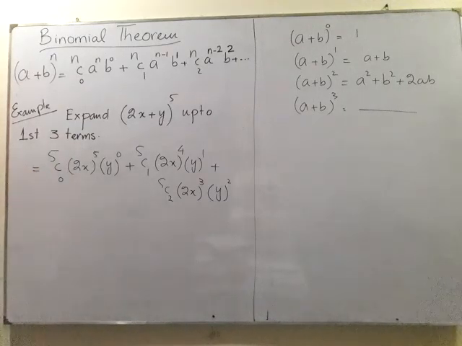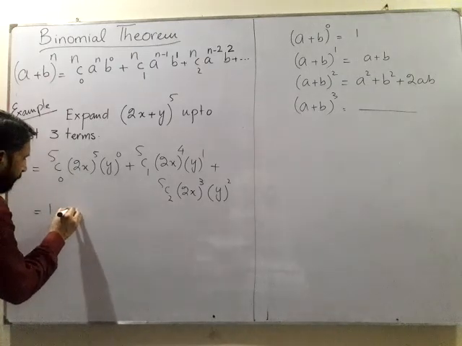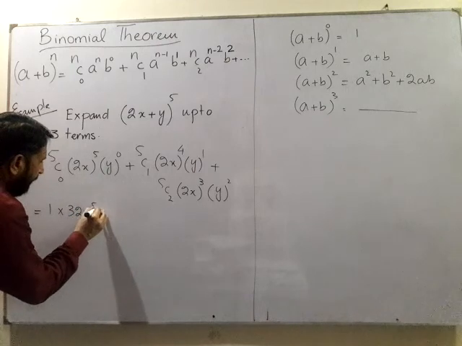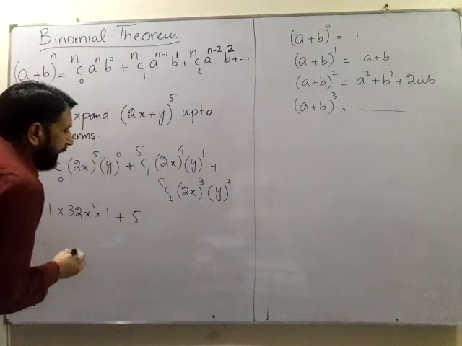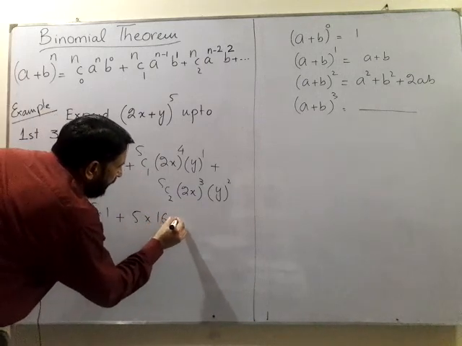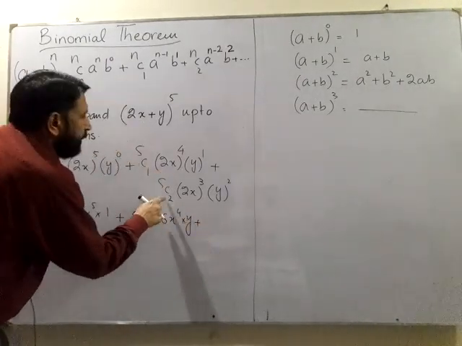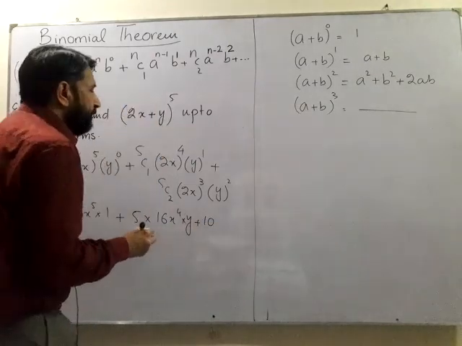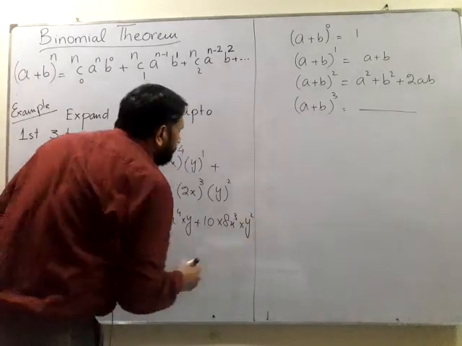5C0, with the help of the calculator we are able to find out: 5, shift, division button, right above the division button we have the combination, 5C0, which gives us 1. So this becomes 1, (2x)^5, 2^5 is 32, x^5, and anything to the power 0 is 1. 5C1 gives us 5 with the calculator, and this becomes 16x^4, since 2^4 is 16, into y. And the third one is 5C2, which the calculator gives as 10, (2x)^3 becomes 8x^3 and y^2.